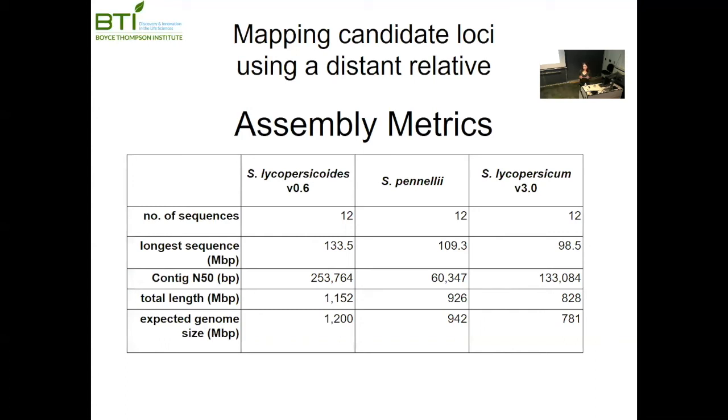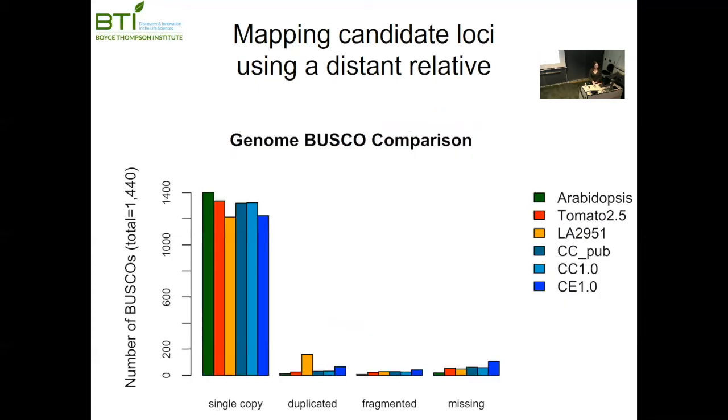So if you don't have really long stretches of contiguous sequence, you're not really going to be able to predict your gene models very accurately. And the total length is comparable to what we expect the genome size to be for Persicoides. So we're pretty happy with our results for this genome.